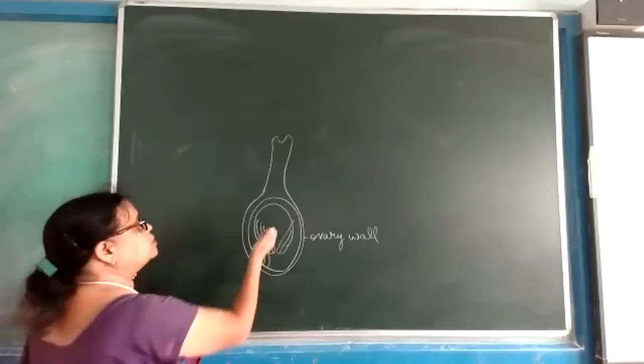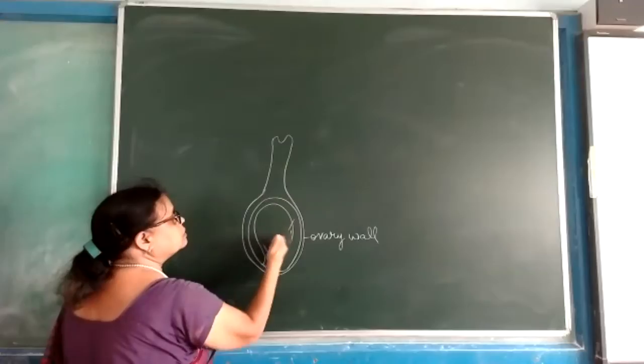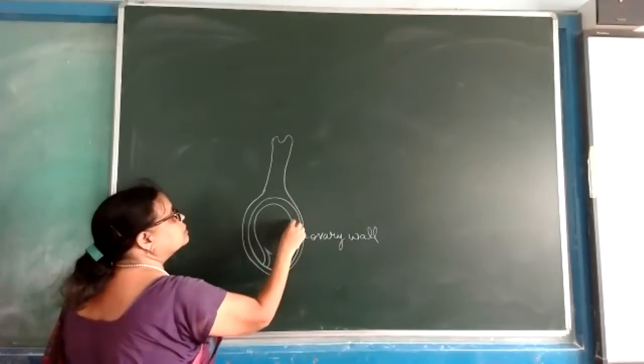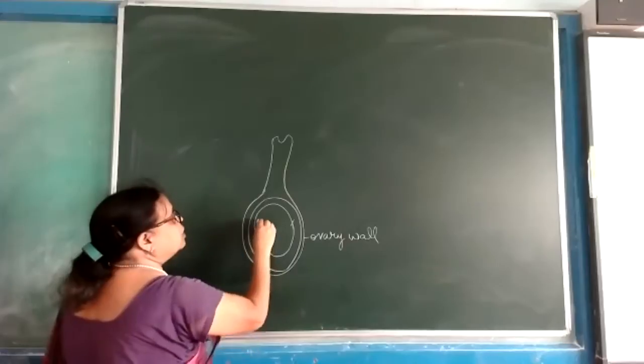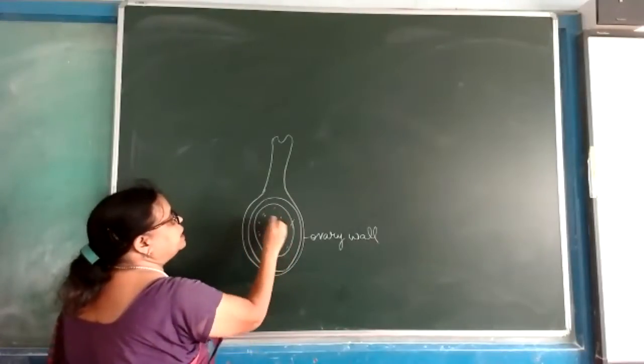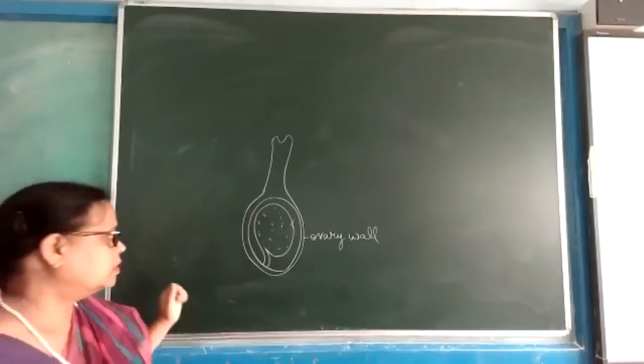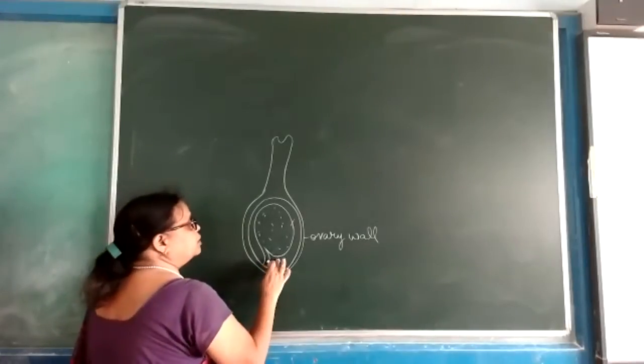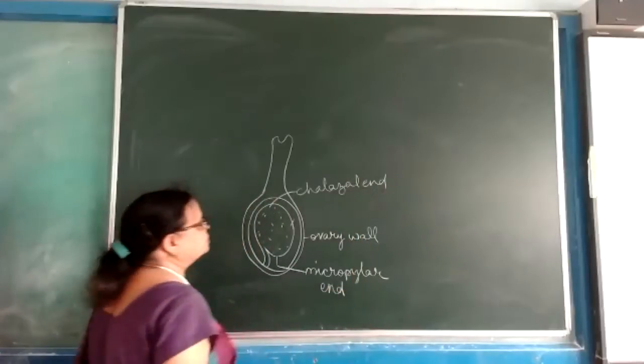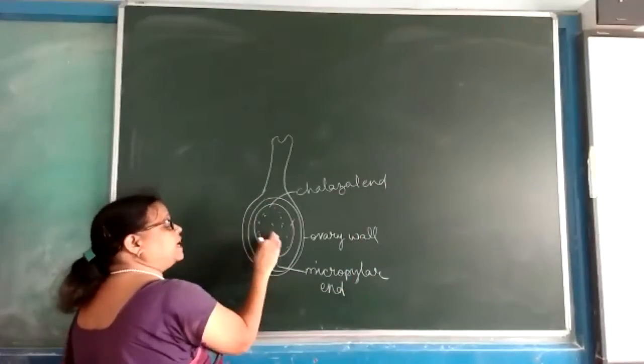So in the beginning, the ovule was like this. It was filled with parenchyma cells. This part of the ovule is called the micropylar end, and this is called the chalazal end. So this is filled with parenchyma tissue.